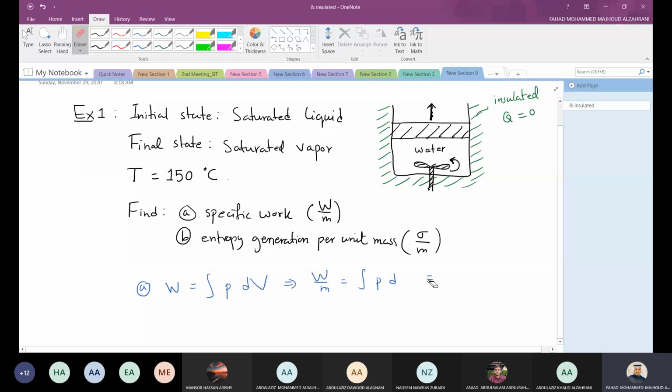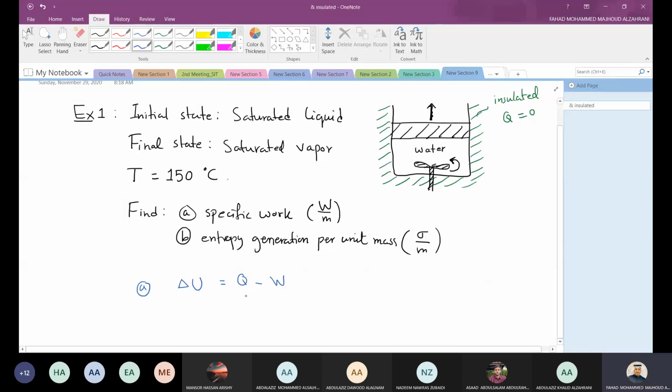The equation of the first law of thermodynamics. Energy balance, right? So I have dU equals Q minus W.